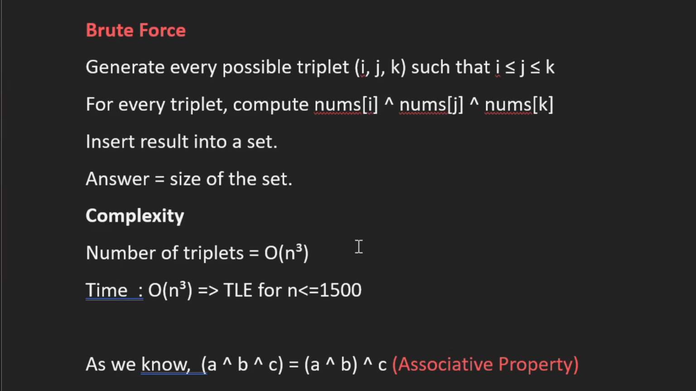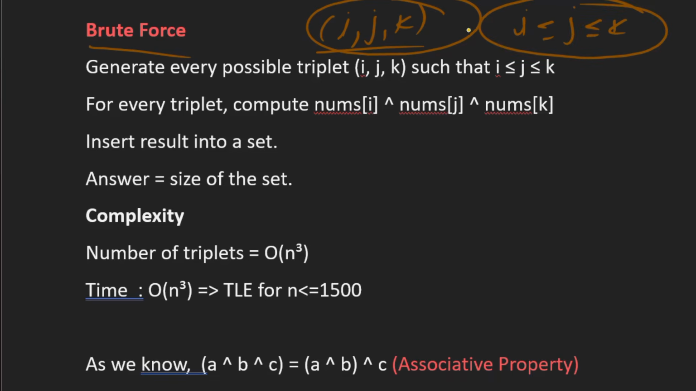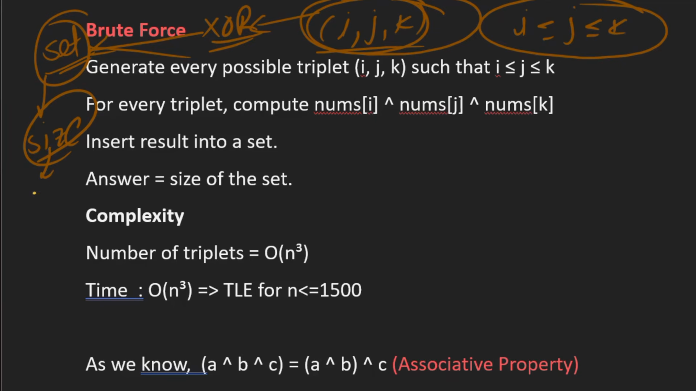First of all, we'll discuss the brute force approach. What is the brute force approach? Basically, we can generate every possible triplet i, j, k such that i is less than or equal to j, which is less than or equal to k. Once we take every triplet, we'll find the XOR value of that triplet and then store that XOR value in a set. Then the size of the set will be our final answer. So this would be our brute force approach.